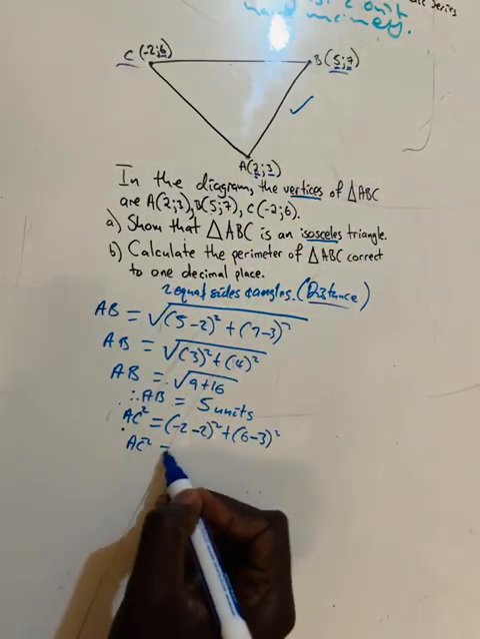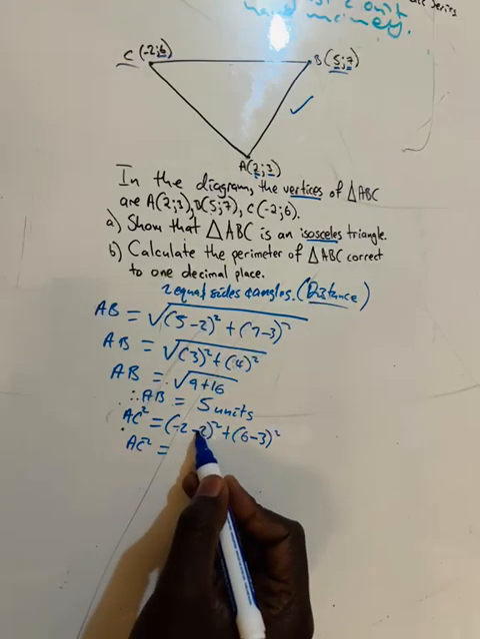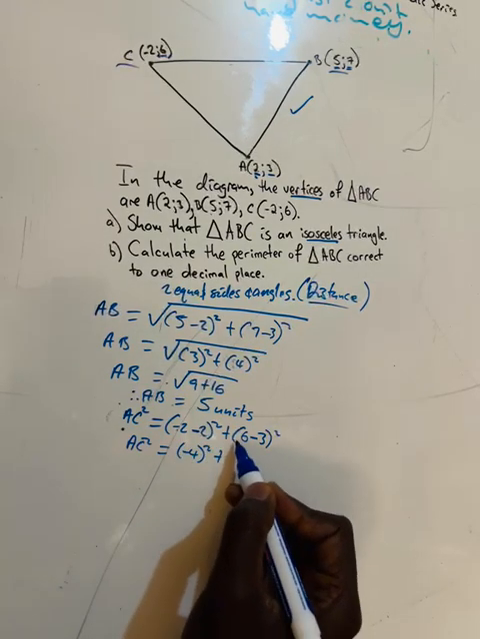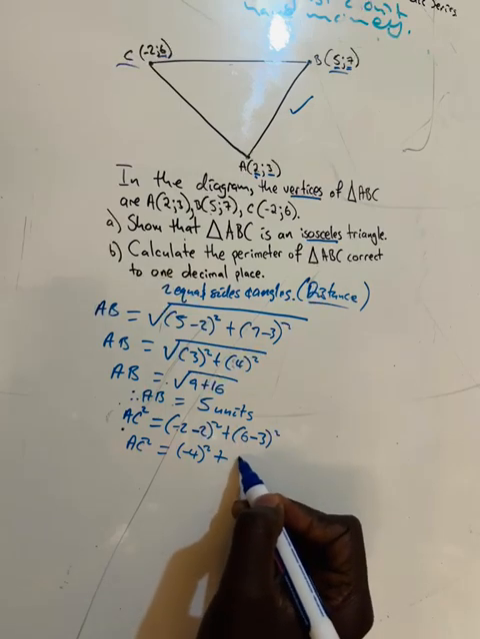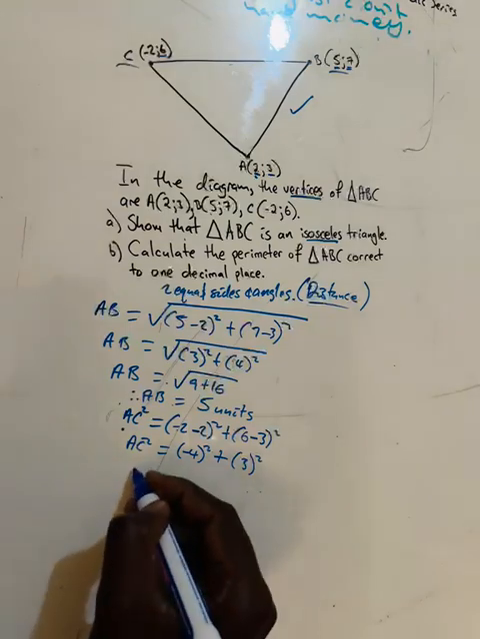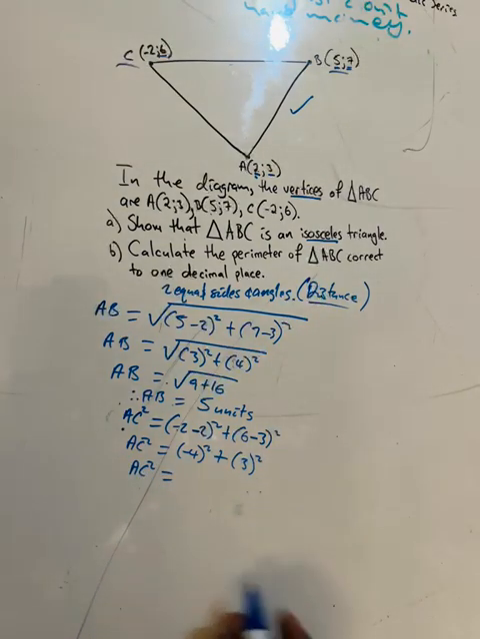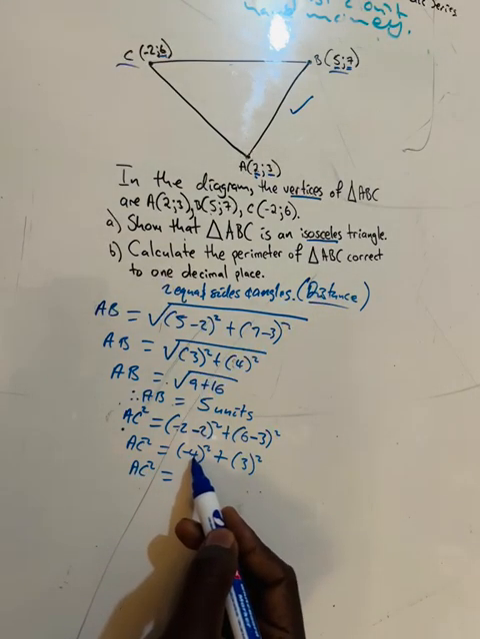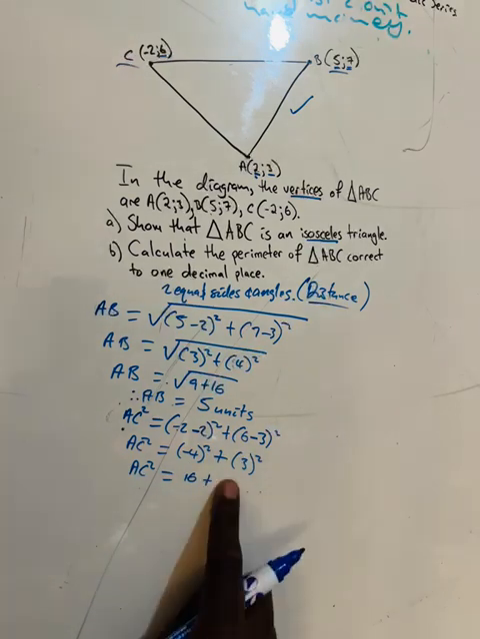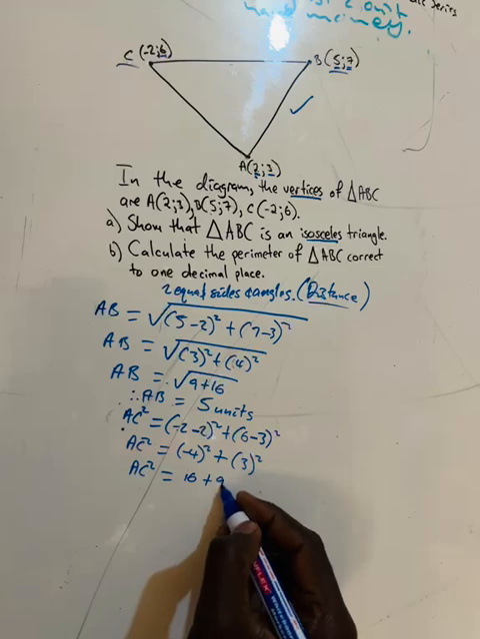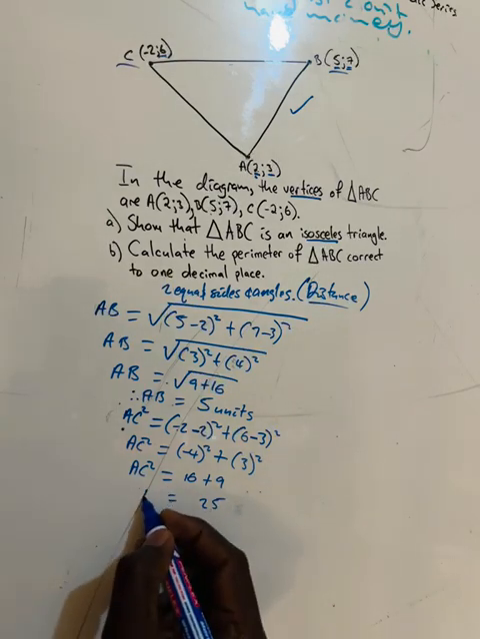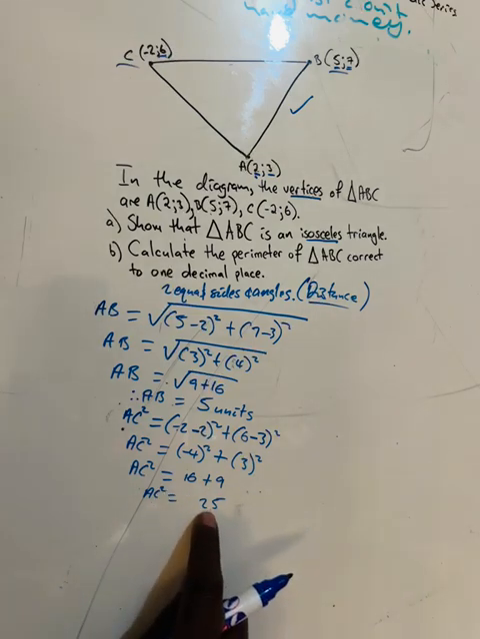AC squared is equal to -2 minus 2 gives us what? -4. So we've got -4 squared plus 6 minus 3, which is equal to what? It is equal to 3. So we've got 3 squared. Now, we say AC squared is equal to -4 squared, and it's inside the bracket, it gives us 16, plus 3 squared gives us 9. And 16 plus 9 is equal to what? 25. But remember, this number is squared.